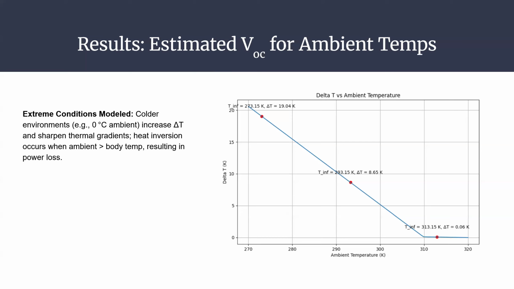Towards the right end of the plot, at 40 degrees C ambient temperature, we see an effectively zero Kelvin temperature difference. And that causes the heat inversion when the ambient temperature is higher than the body temperature. Next slide, please.